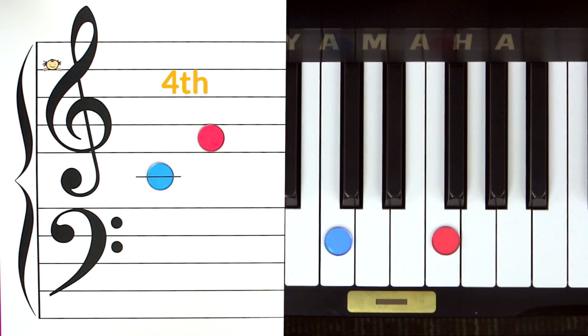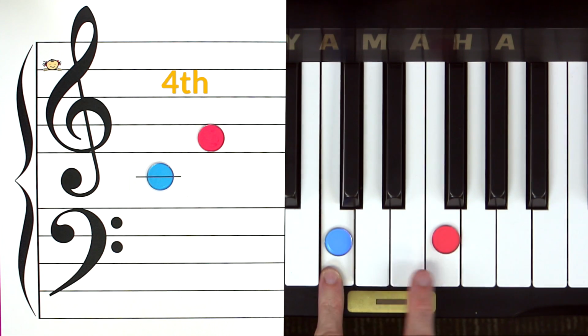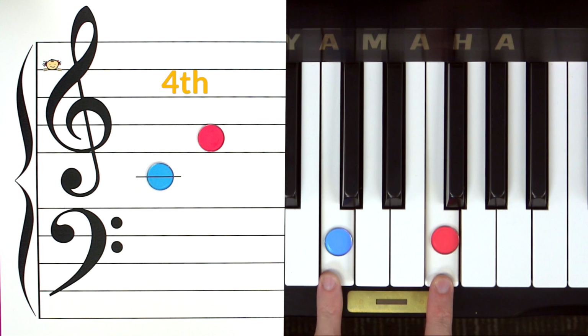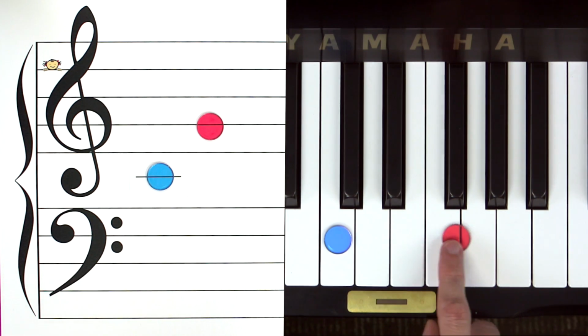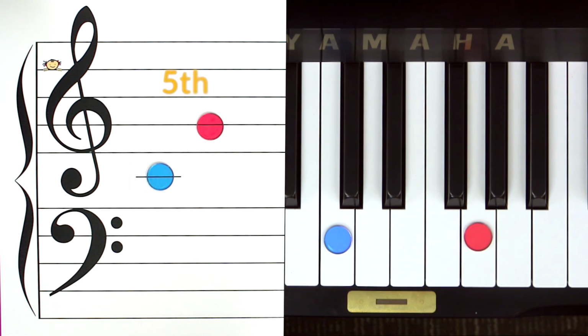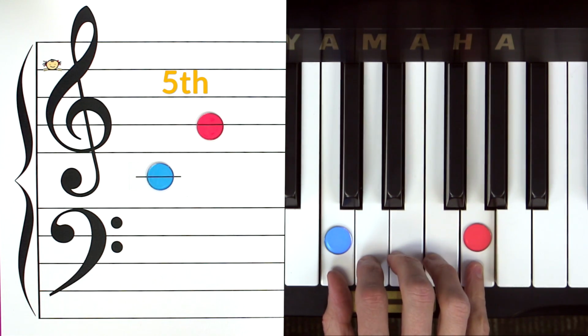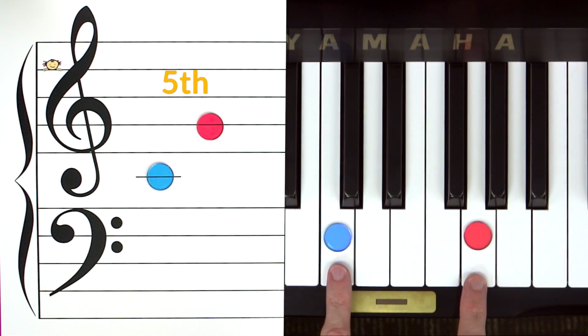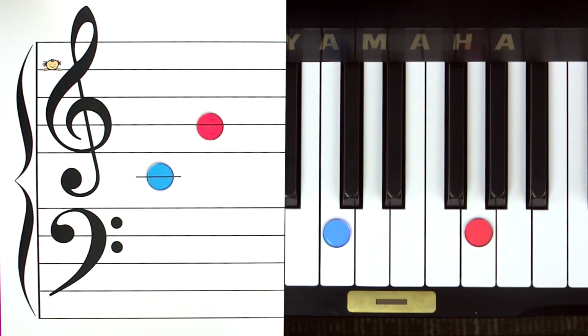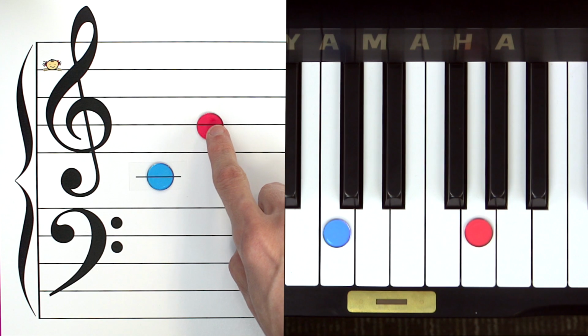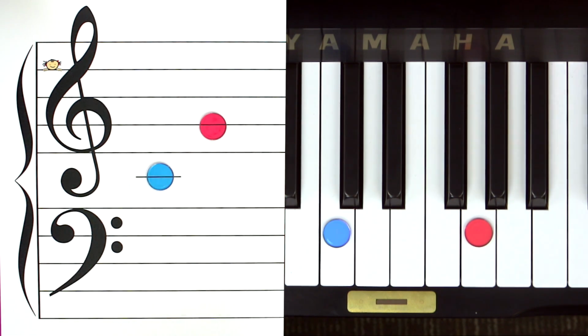If you said a fourth, you're correct. Now we're going the distance of 4 notes. And then what about this? That's right, it's a fifth. This is the distance of 5 notes, just enough to cover a pentascale here on the keyboard and to go from do to so on the staff.